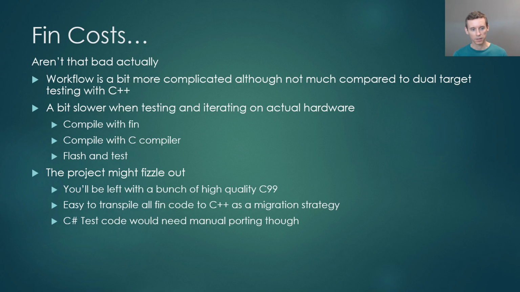That said, the C# test code that would be written, or that you hypothetically have written, would need manual porting, although some people I've talked to about this already have suggested that we could potentially add that to Fin, so that if you wrote your C# test code in a more restricted capability set, so not using all of the C# ecosystem and syntax, we could actually generate C++ tests, so you could still dual target test with C or C++. Interesting idea.